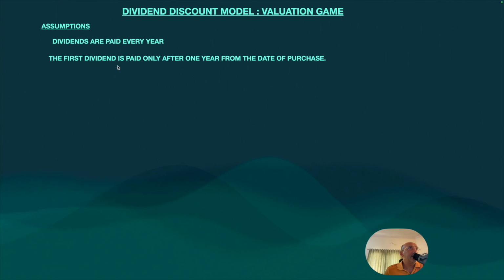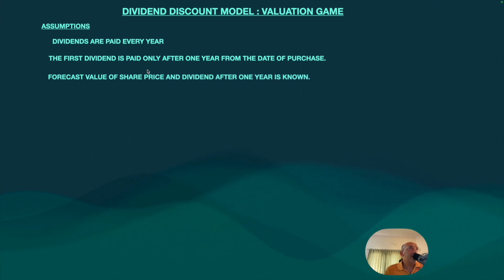And secondly, the first dividend is paid only after 1 year from the date of purchase. So suppose you purchase a stock at any point of time, you will get the dividend only after 1 year, even though that may not be happening practically in the stock market, but it is an assumption which is being made. Next, the forecast value of share price and dividend after 1 year is known. We will explain at the end of this presentation how we are going to carry out the forecast value of the share price and the dividend after 1 year. So it is saying it is already known.